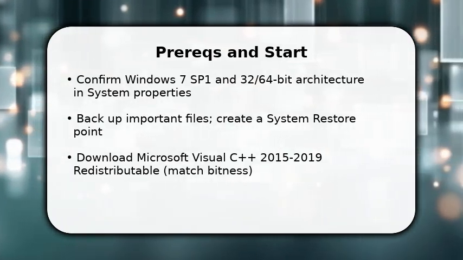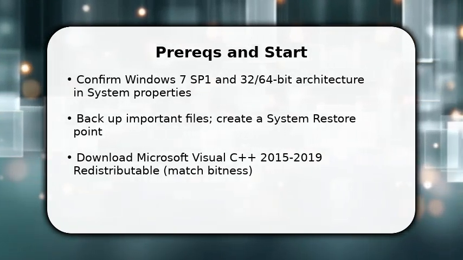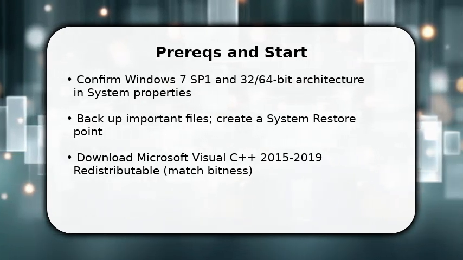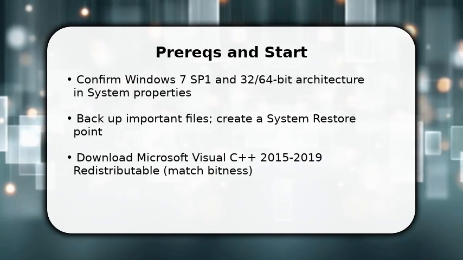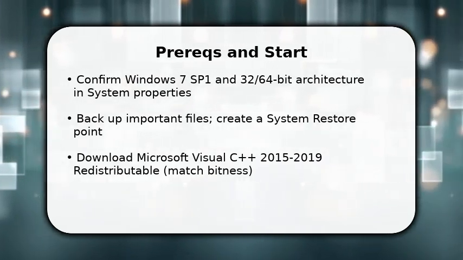Next, download the Microsoft Visual C++ redistributable for Visual Studio 2015-2019 that corresponds to your architecture. Once done, close all running apps so installers can update shared runtime files without locking them.